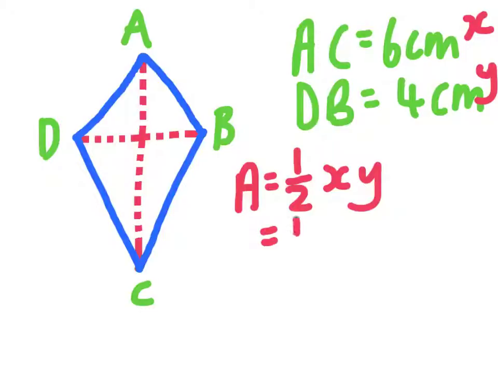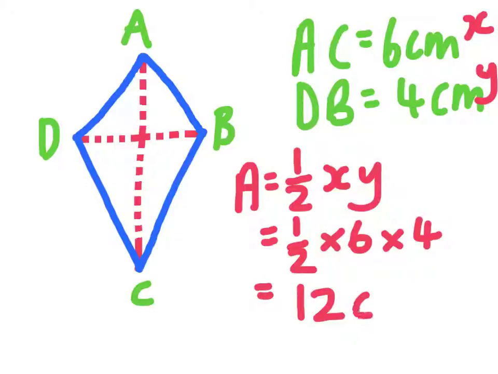So that equals a half multiplied by 6 multiplied by 4. A half multiplied by 6 is 3, multiplied by 4 is 12. Therefore the area of the kite is 12 centimetres squared.